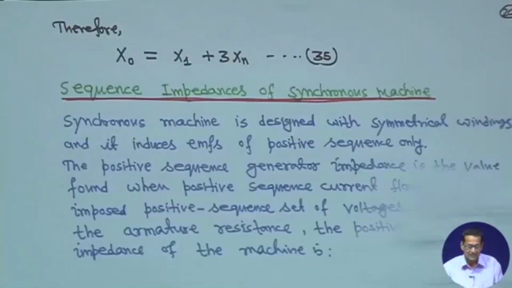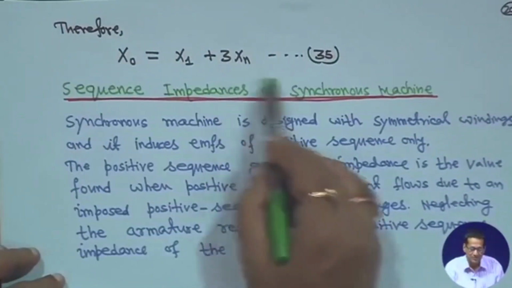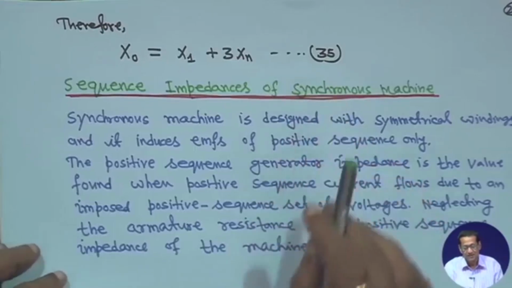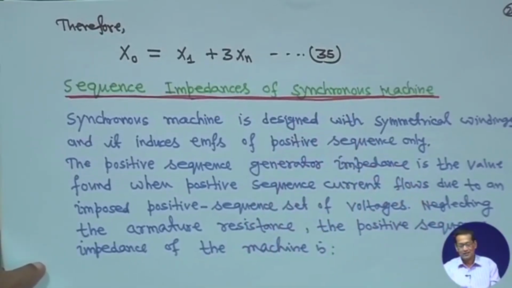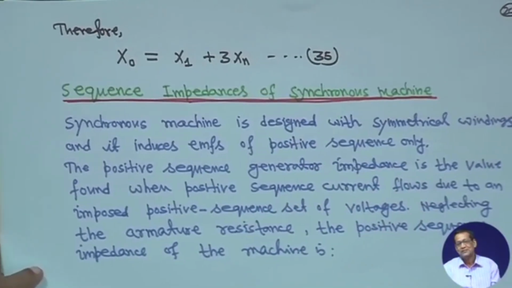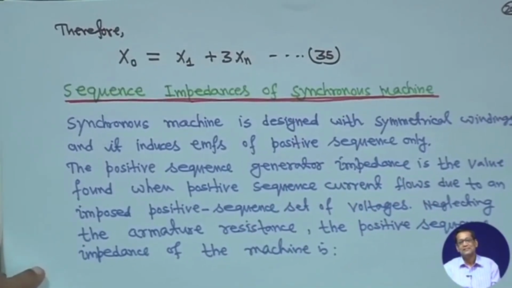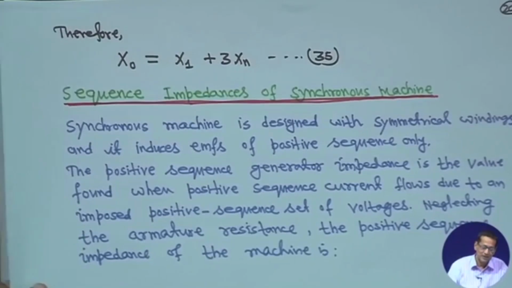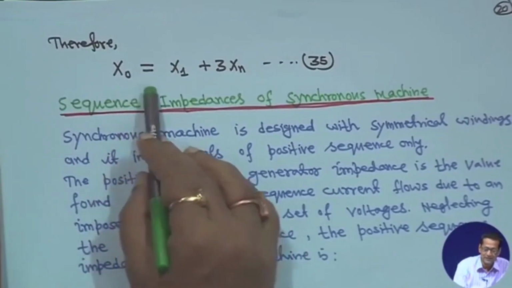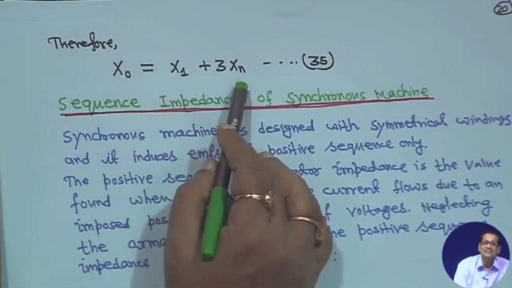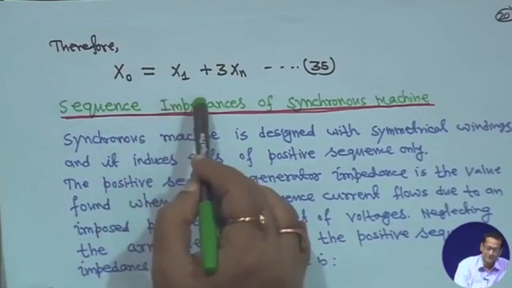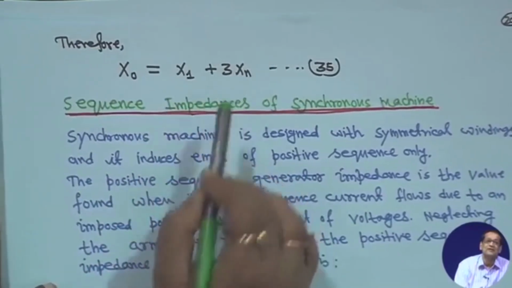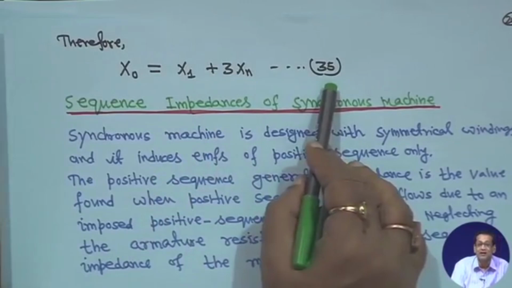So, X0 is equal to X1 plus 3Xn, this is equation 35. That means for a transmission line, the positive and negative sequence impedances are the same, say Z1 is equal to Z2. Here we can also write Z0 is equal to Z1 plus 3Zn, same philosophy. So, there should not be any confusion, and for the zero sequence we can see things are different.